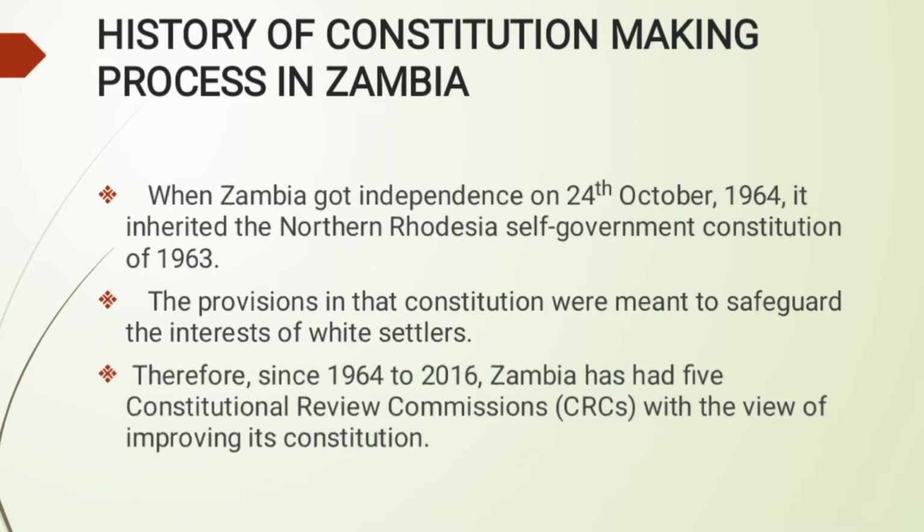So it was supposed to be amended so that it can safeguard our interest as blacks now. Therefore, since 1964 to 2016, Zambia has had 5 constitutional review commissions with the view of improving its constitution, trying to bend it towards the interest of the black people now. Because that one of 1963 was meant to safeguard the interest of the white settlers. They are the ones who were ruling us at that time. So, this is the history now.